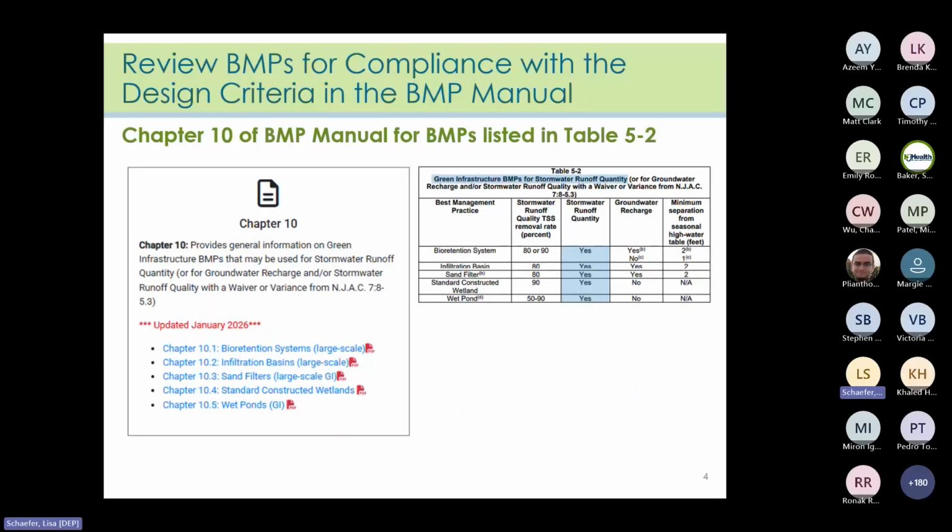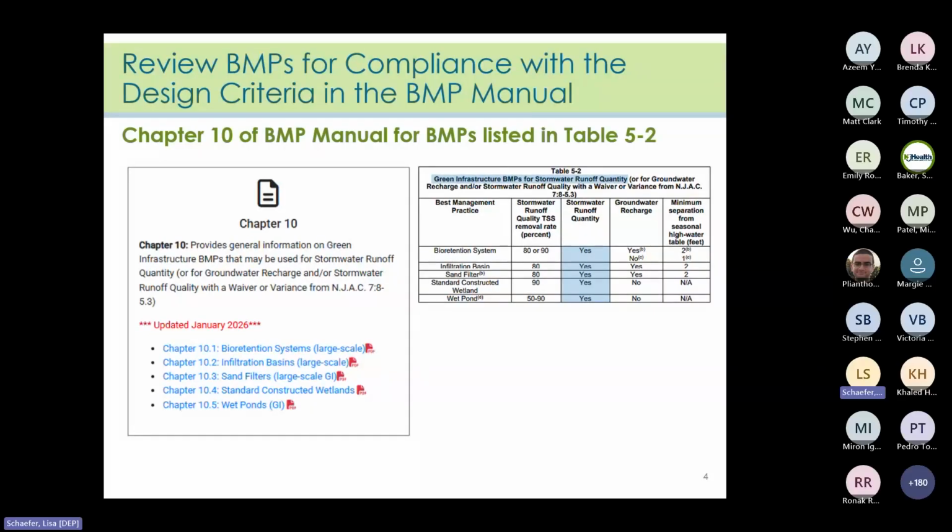Chapter 10 also includes BMPs that can be used for water quality, and their respective TSS removal rates are found in Table 5-2. So on the left are the BMP chapters for the GI BMPs that can be used for quantity control. The first 3 are like the big brother versions of the small scale systems found in Chapter 9. But take note that if you want to use these GI BMPs for water quality or groundwater recharge, you will need to get a waiver or variance.